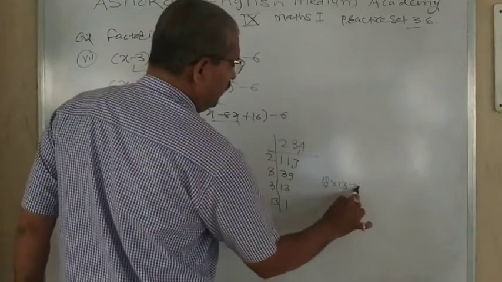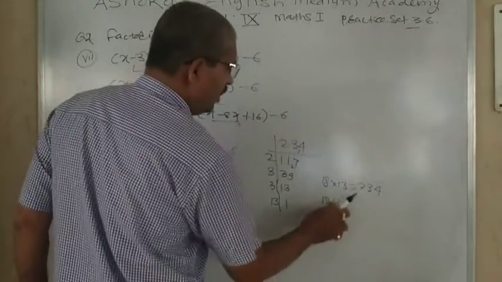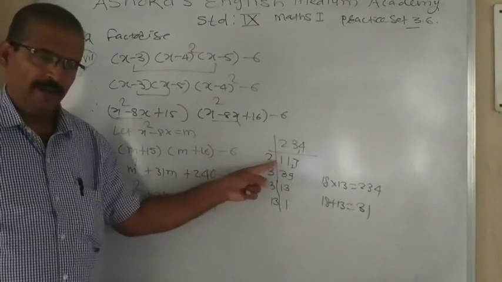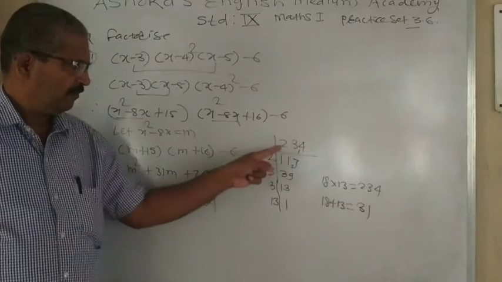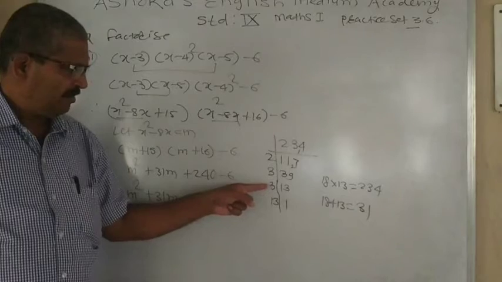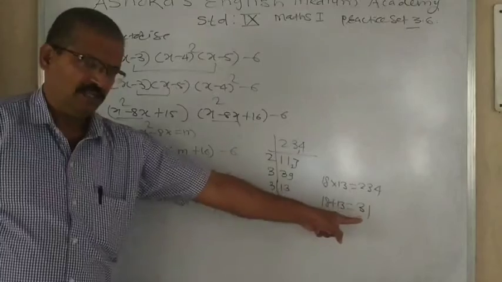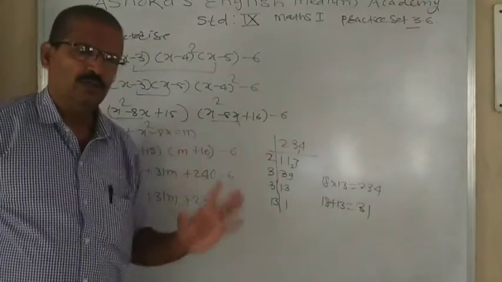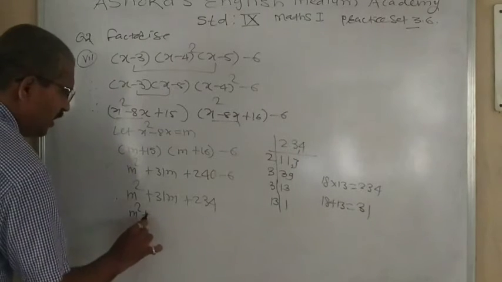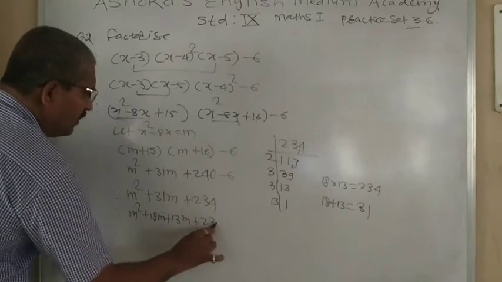18 into 13, then you will get 234, and 18 plus 13 should be equal to the middle term. What I did, first I split it and took the factors. Factors of 234 are 2, 3, 3, 13. Then I did multiplication 3 into 3, 9, 9 into 2, 18 and 13, 18 plus 13, 31. 18 into 13, 234. Therefore, what is your answer? The factors are m square plus 18m plus 13m plus 234.